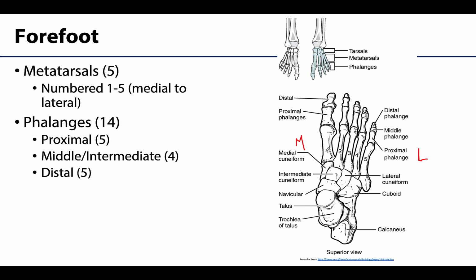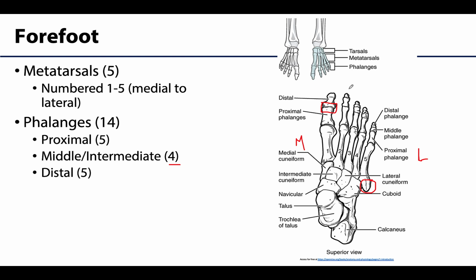1 is by far the largest or thickest, and they get progressively smaller, even though this 5th metatarsal will have this process right here that is a little bit more robust. And then you will have a very similar organization in terms of the phalanges as what you had in the hand. You will have 5 proximal phalanges and only 4 middle or intermediate. So same thing here in that first digit, you do not have a middle or intermediate. And then again, you would have 5 distal phalanges.